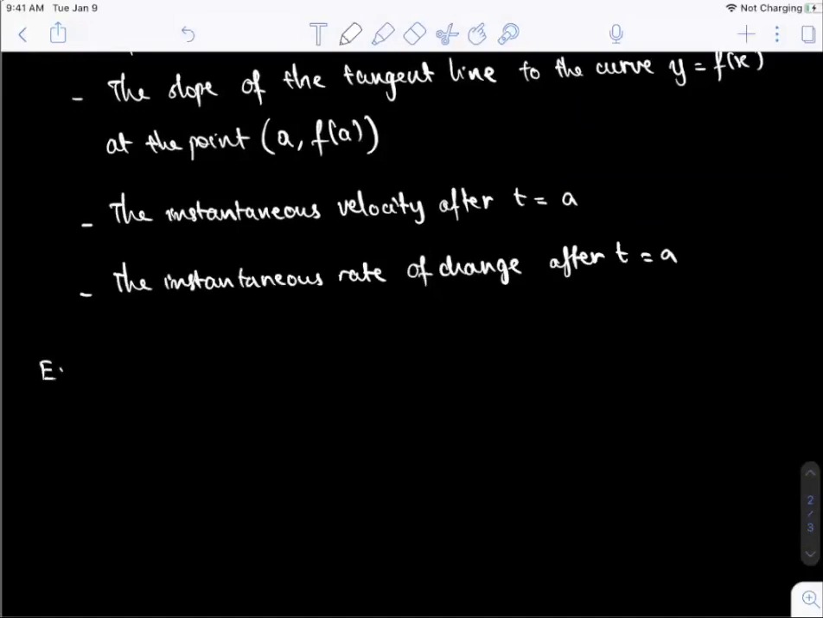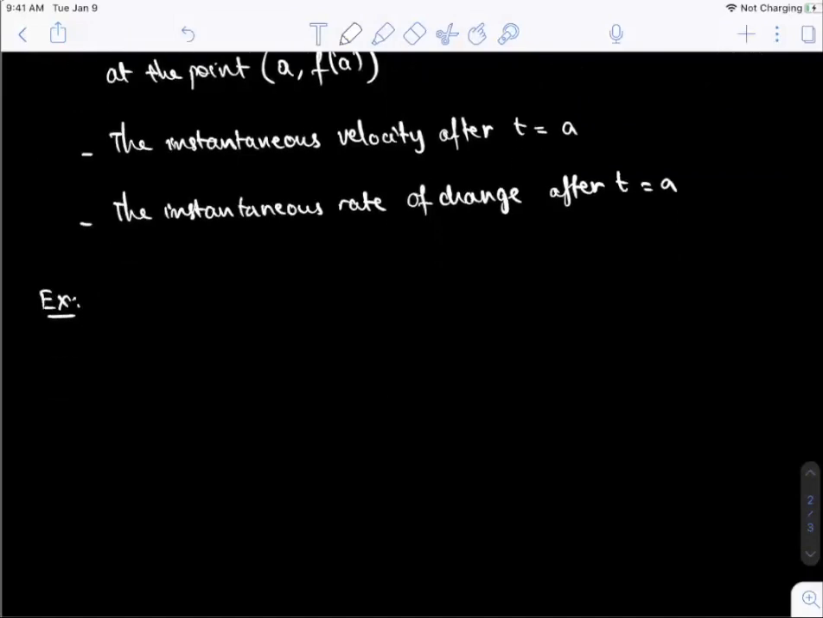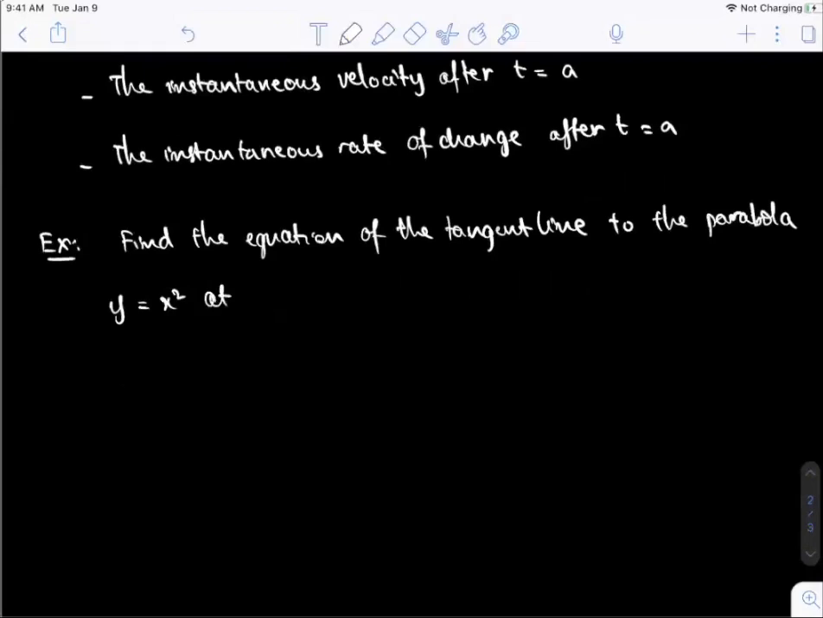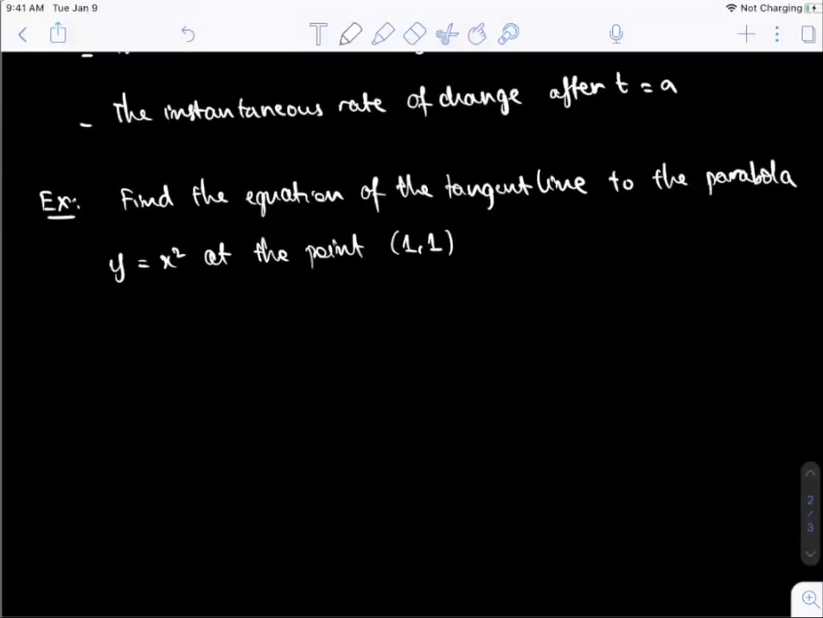So for example, find an equation of a tangent line to the parabola y equal to x squared at the point (1, 1). But to find the equation of the tangent line, or the equation of any line for that matter, you need a slope and a point. So you need the slope.